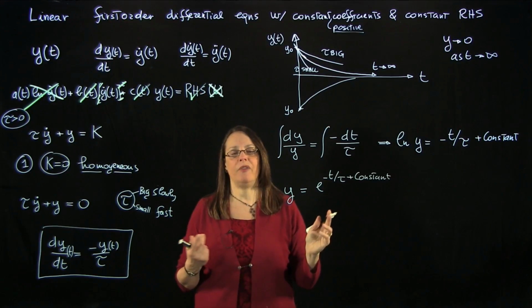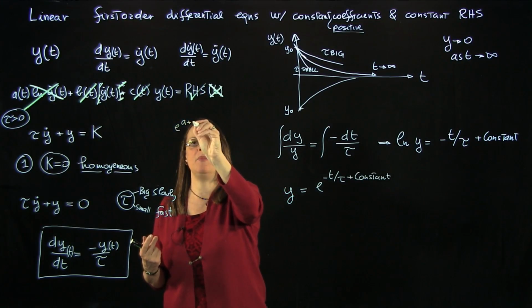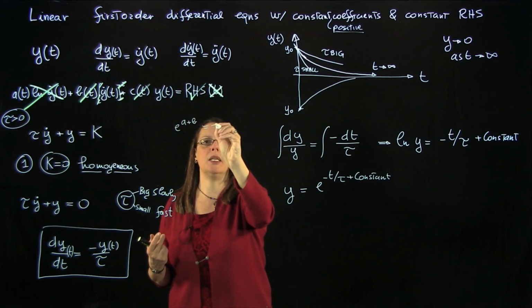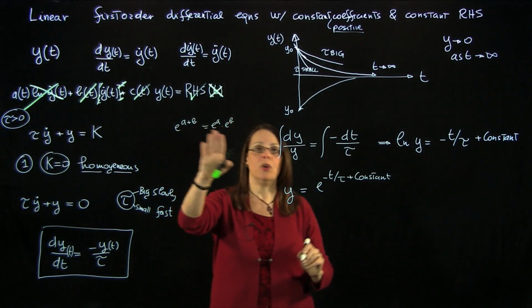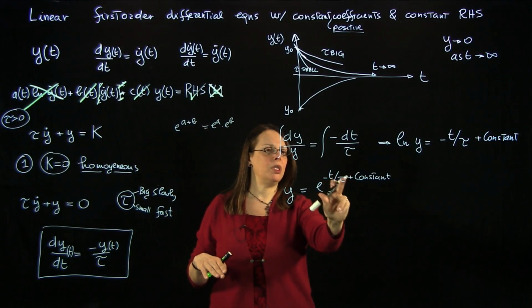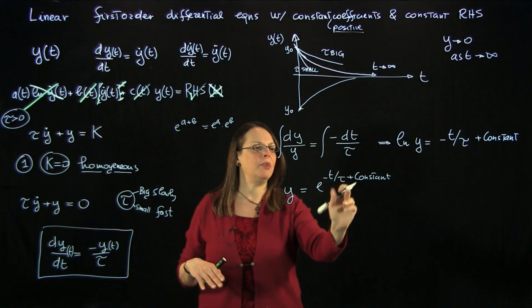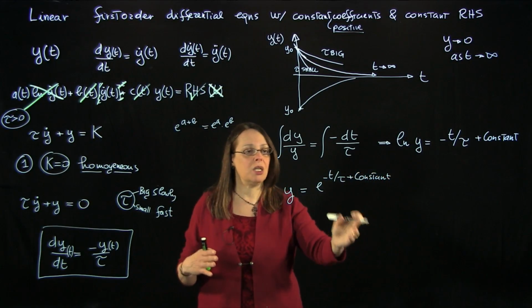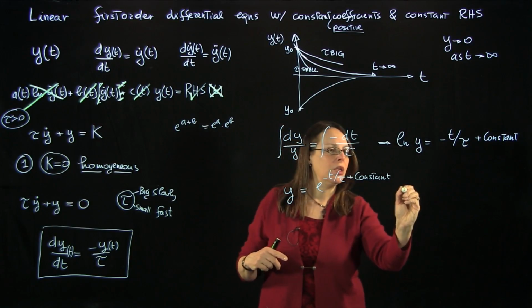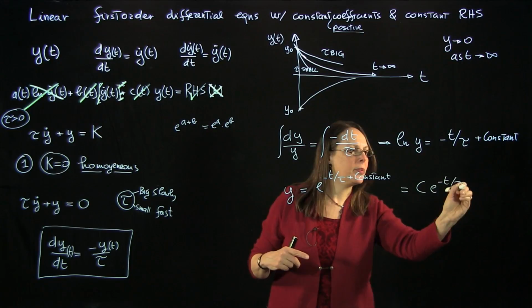And now you know that if I have e to the a plus b, I can write it as e to the a times e to the b. You know that. And so instead of writing e to the minus t over tau plus constant, I can write it as e to the minus t over tau times e to the constant. And e to the constant is just a constant, so I can write simply that y is equal to c e to the minus t over tau.